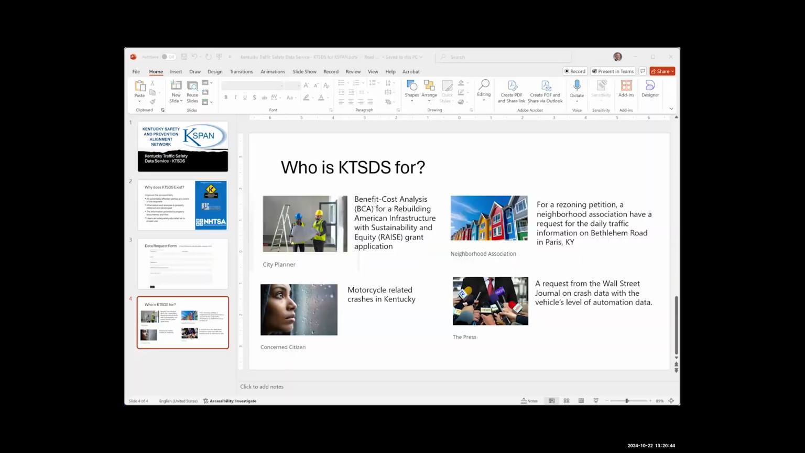So you're talking about like benefit cost analysis for a RAISE grant. So there's a lot of money available for safety, and we've actually helped some people put their grant applications together. We don't write the grant applications, but we support the grant applications with analysis and maps. Neighborhood association requesting rezoning, something on motorcycle crashes in Kentucky, and then I referred to this one here that the Wall Street Journal was doing.